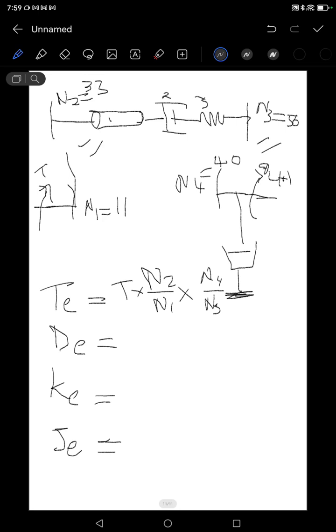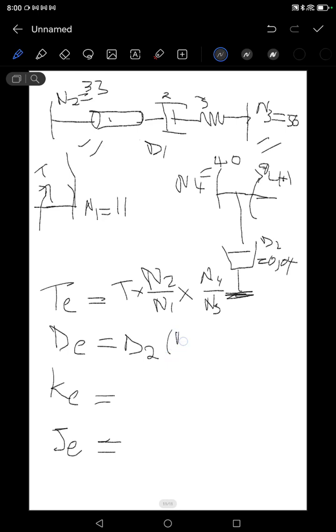Okay, and then for DE, the damper, we have damper 1 and damper 2. This damper was 0.04. You can see here this damper is connected to this gear. So let's say this one is gonna be our D2, and this one is gonna be our D1. So D2 is gonna be multiplied with the number of teeth, because it's connected.